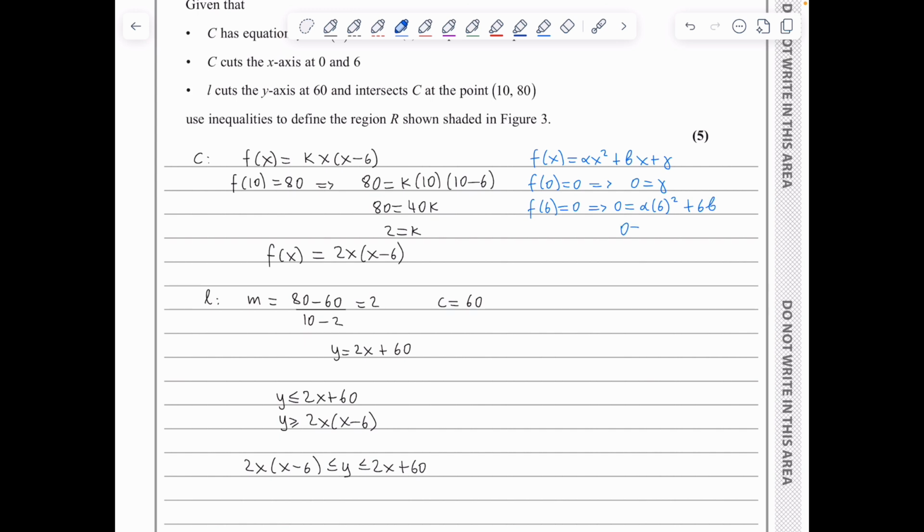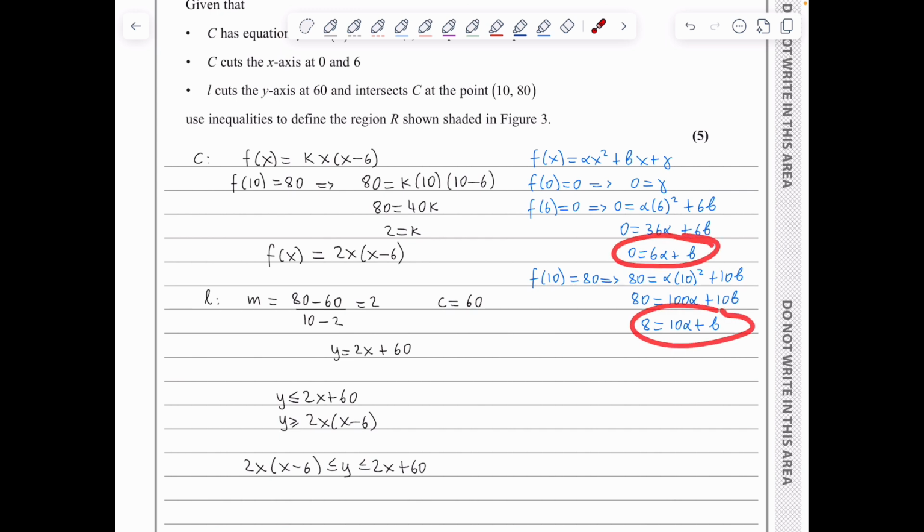So this leads to 0 is 36 alpha plus 6 beta, and I can divide throughout by 6 to get 0 is 6 alpha plus beta. And then I'm using the fact that we pass through (10, 80), so f of 10 is equal to 80, which means that 80 is equal to alpha times 10 squared plus 10 beta, leading to 80 being equal to 100 alpha plus 10 beta. Now we'll divide throughout by 10 to get that 8 is equal to 10 alpha plus beta. And I can combine the two equations here in alpha and beta to eliminate beta.